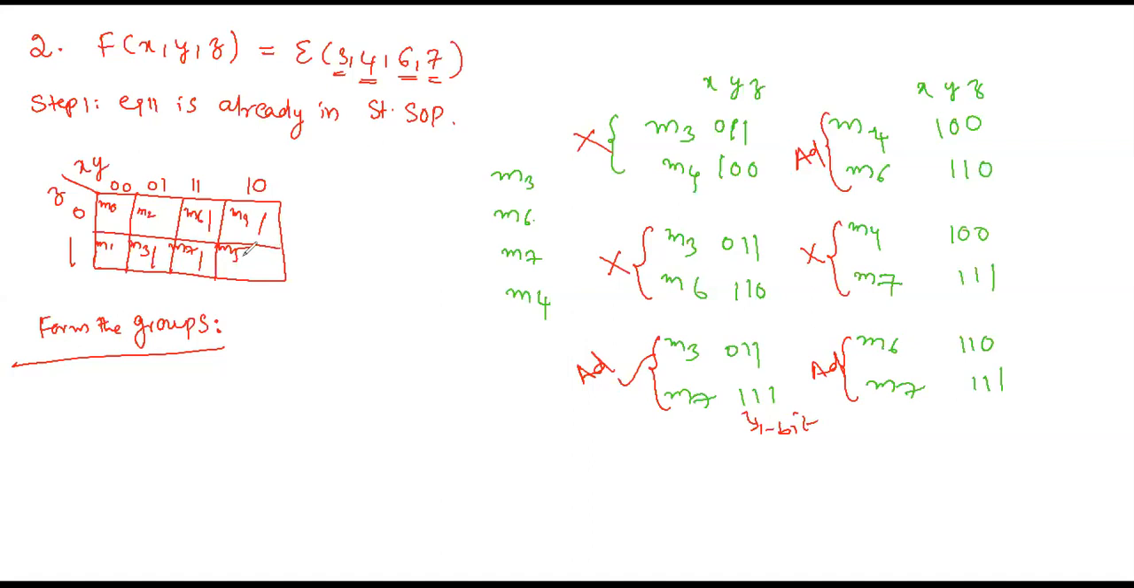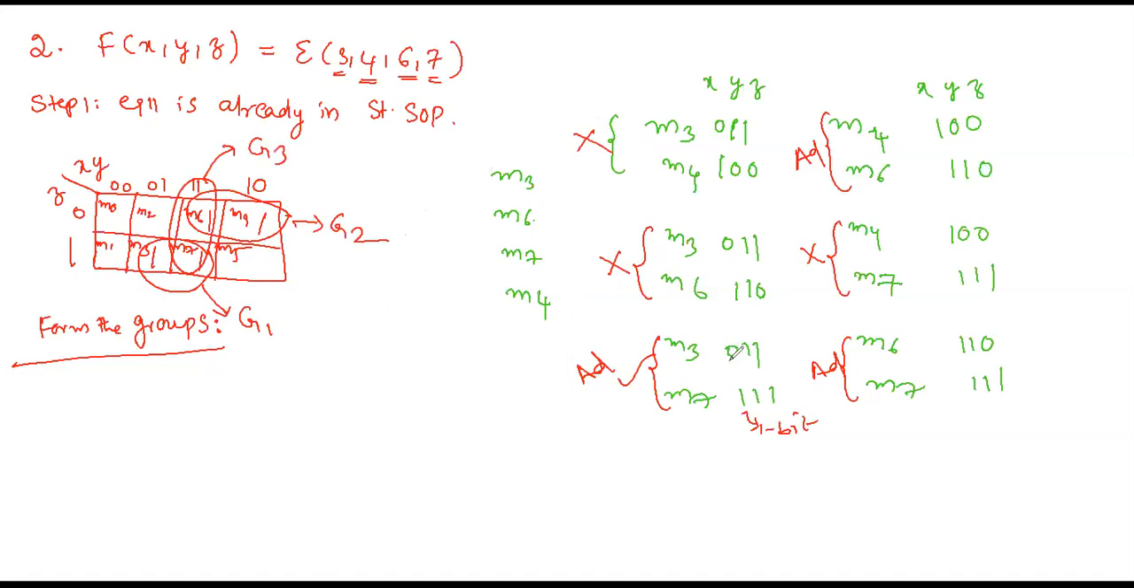Okay, Amma. You can form 3 groups. One is M3, M7. Next, M4, M6, one group. Then M6, M7, one group. This is G1, G2. And write down the expression.